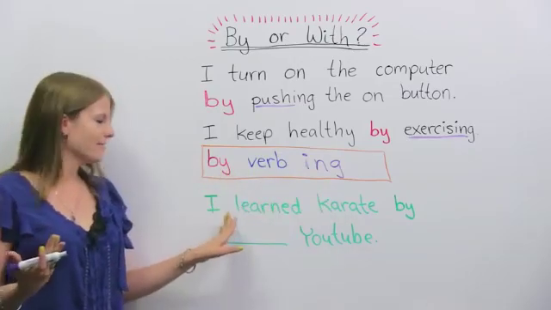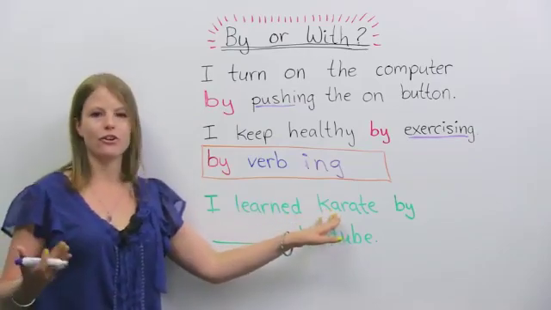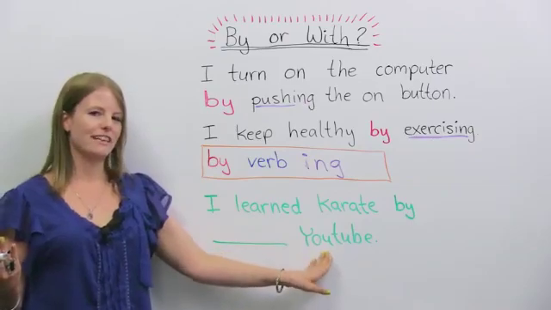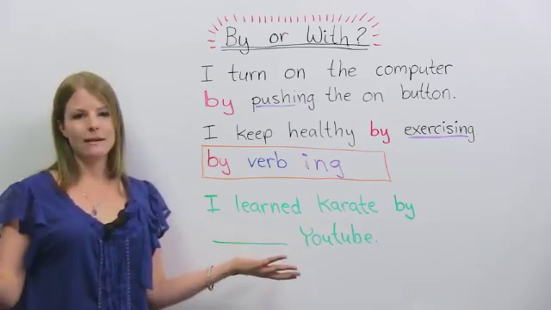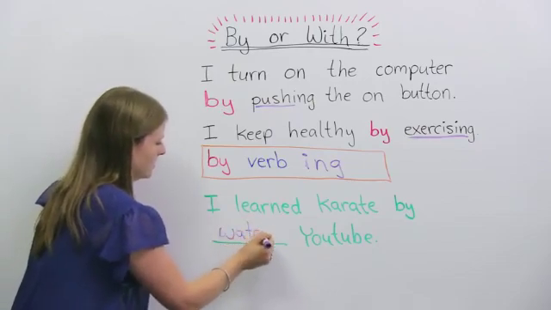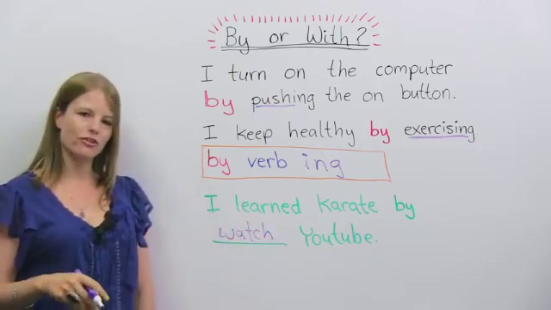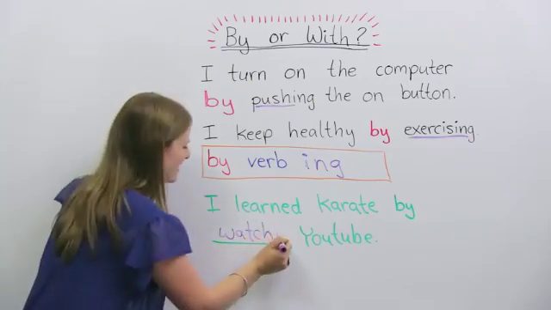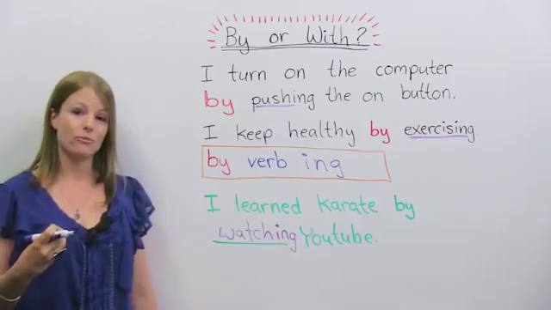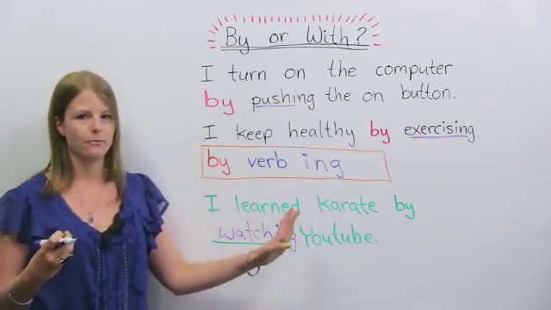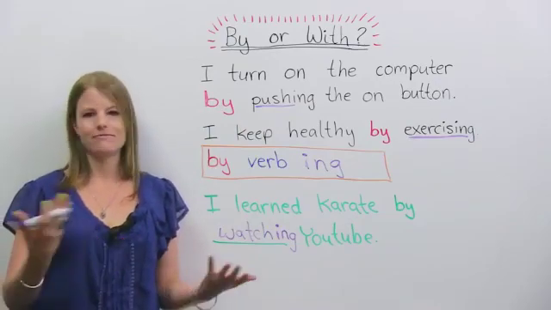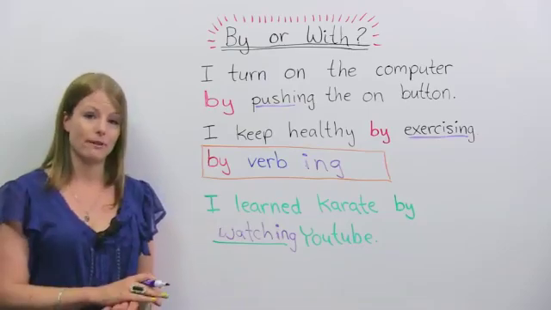So let's do one together. I learned karate by. And I have here YouTube. What do you think the verb would be? We could say by watch. Is that right? By watch YouTube? No, we need the ing. Perfect. I learned karate by watching YouTube. Okay, so again, this is very useful because anytime you're explaining how, if you have a verb and by, then you can explain how you do something.